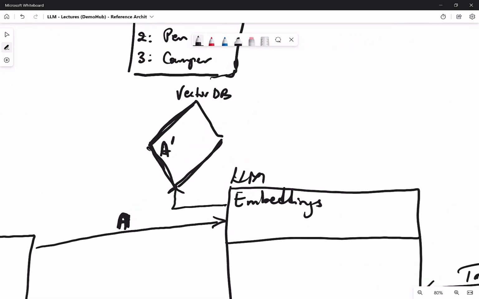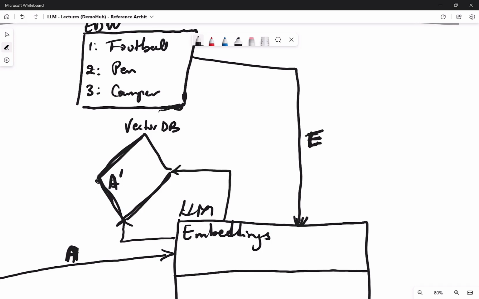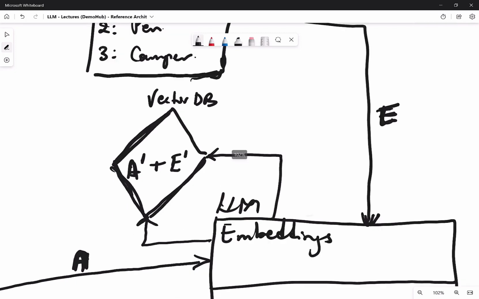Now, if we have the embedding results in the vector database just by themselves, we're still missing something because we still don't have the enterprise context that we're looking for. What if we took all of that enterprise data and bounced that against the OpenAI Embeddings API? Let's call this E, standing for enterprise data. Those results go into our vector database, so everything here would be embedded to give us the context from OpenAI. Now we have A prime plus E prime within the vector database.